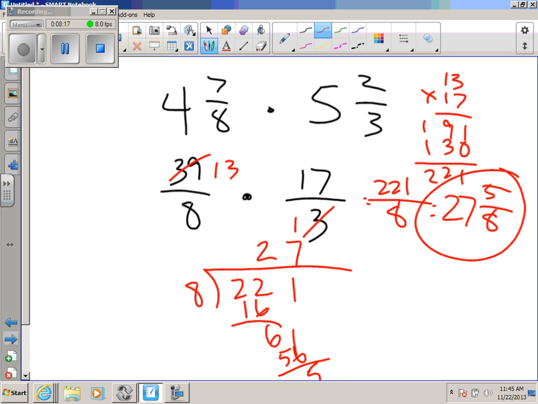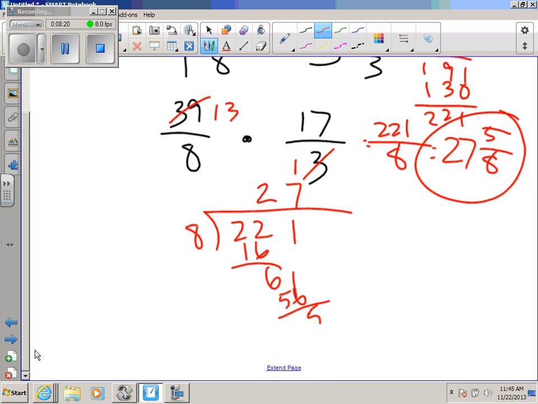Oh, let me put that down. Wait, can you repeat that? We needed to find out how many times the 8 went into the 221. How many whole times? And that's what we found when we said the 27. Once I got my remainder down here, that remainder ended up being my numerator.